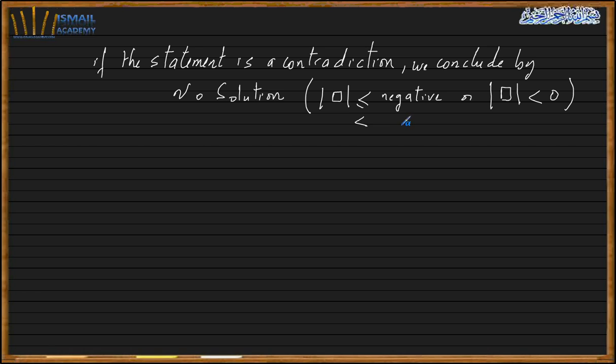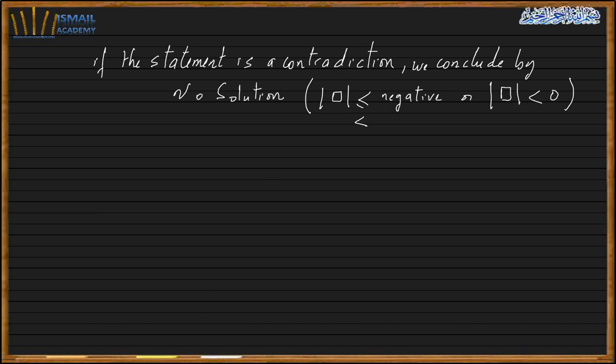The reason why is because absolute value is always positive. Absolute value can never be negative. Here it means that absolute value is less than a negative number, which means absolute value by itself is negative, which is false. Here it says absolute value is less than 0, and all numbers less than 0 are negative, which means this statement says absolute value is negative, which is false again. This is where in the two cases we say there is no solution.